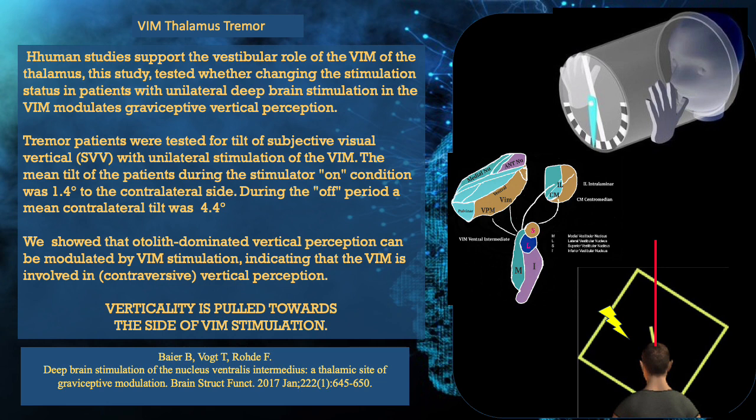Overall, this study highlights the close association between the VIM and our perception of verticality. From a clinical standpoint, stimulating the VIM area could potentially shift the center of gravity towards the stimulated side. For example, stimulating the right VIM area might pull the center of gravity towards the right, while stimulating the left VIM area could have the opposite effect, pulling the center of gravity towards the left. This newfound understanding of the VIM's role in modulating our perception of gravity could have practical applications in clinical settings.